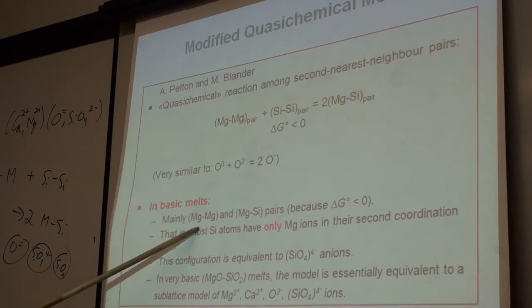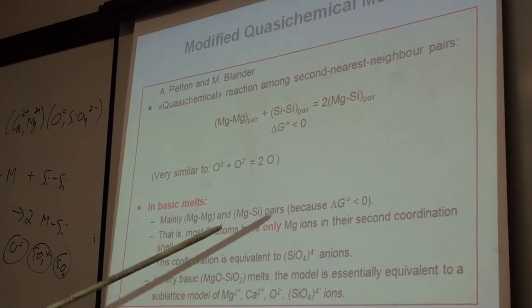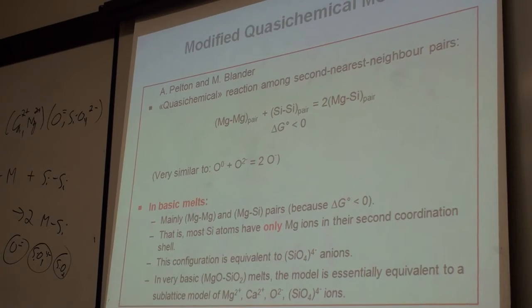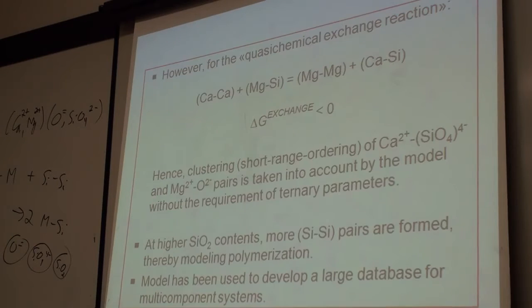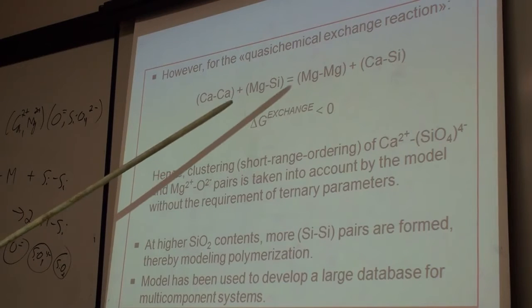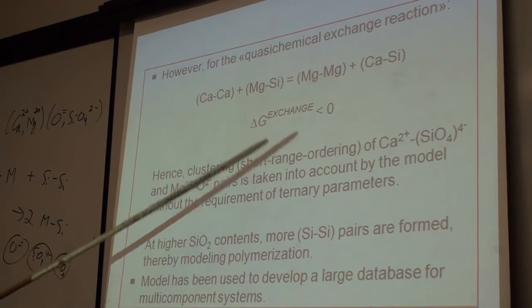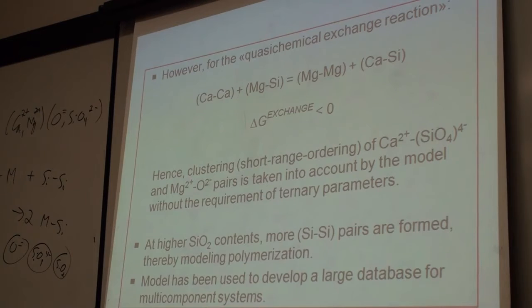So in basic melts, you have mainly these pairs because delta G is negative. That is, most silicon atoms have, well, we talked about this. However, the clustering, the quasi-chemical exchange model, gives you the short-range order, so you get the proper positive deviations along the main diagram.